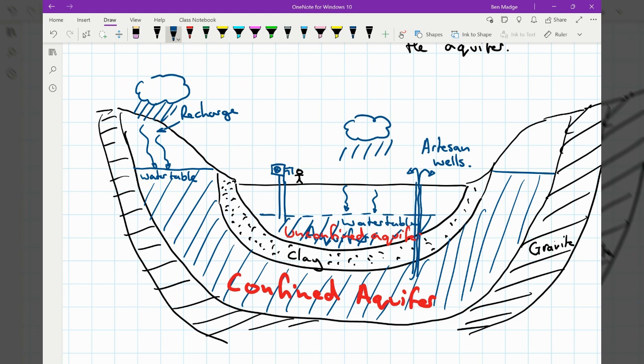So this one has a recharge zone above it. This confined aquifer has a recharge zone in the hills above it. And we have our water table and our saturated, unconfined and confined aquifer.